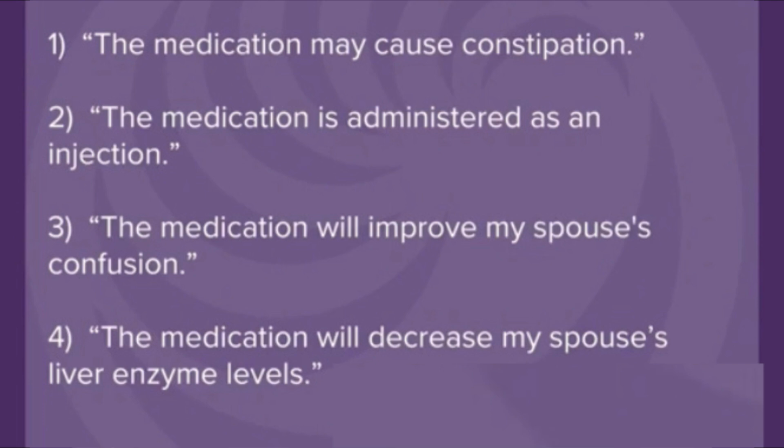And then option 4 says the medication will decrease my spouse's liver enzyme levels. This is an incorrect option. It's not going to touch the liver enzyme levels. We really give it for the complication of the liver condition. It doesn't actually treat the liver condition itself. So our correct option for today is option 3.